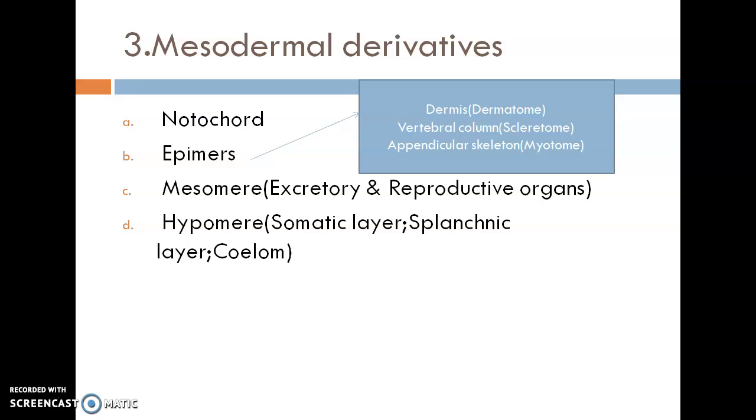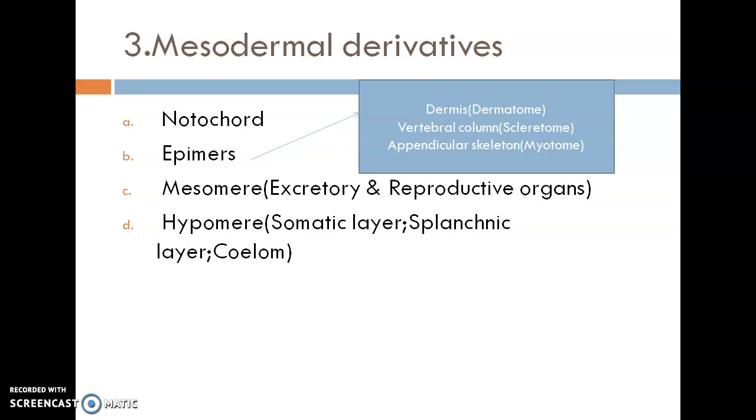Then comes the mesoderm. The mesodermal region is actually the middle portion. It generally consists of the notochord. Then epimere. The epimere generally includes the dermis. Dermis means the region which is formed just below the epidermis. Another name is dermatome. Then the vertebral column, which is sometimes called the sclerotome, and the appendicular skeleton.